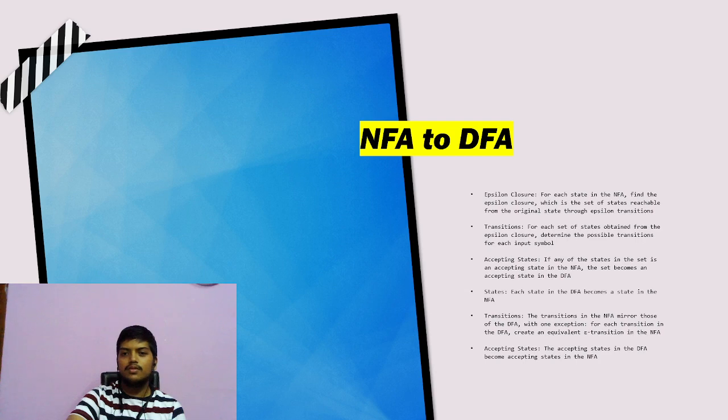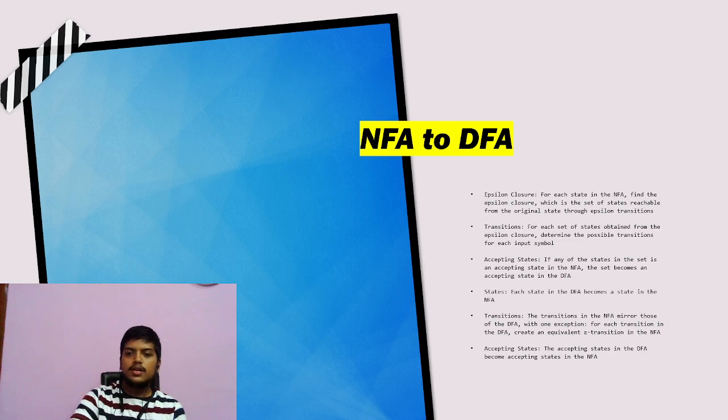NFA to DFA: you have epsilon closure, transitions, and accepting states. Epsilon closure: for each state in the NFA, find the epsilon closure, which is the set of states reachable from the original state through epsilon transitions. Each set of states obtained from the epsilon closure determines the possible transitions for its input symbols. Accepting state: if any of the states is an accepting state in the NFA, that set becomes an accepting state in the DFA.